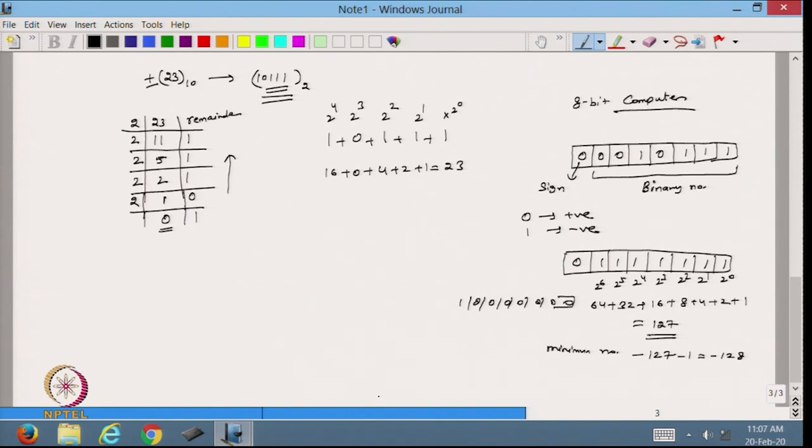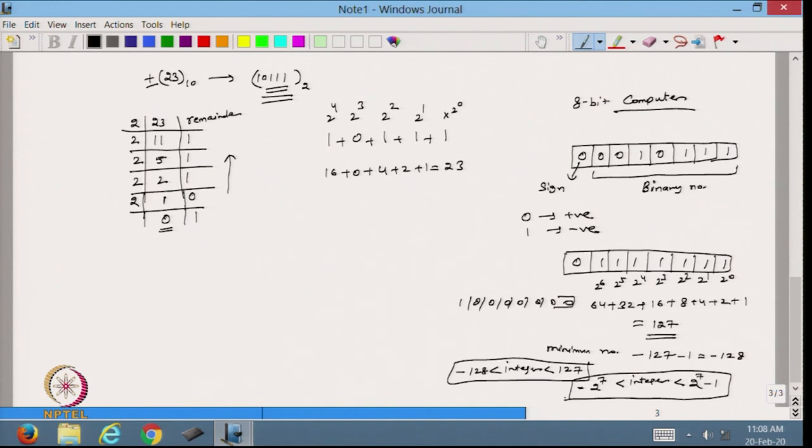So, in this case I can say that if I work in the 8 bit computer, the integer I can save in the computer is from minus 128 to 127. So, this is the number we can define. I can also write the integers we can save as 2 raised to power 7 minus 1, because these are 7 bits: 1, 2, 3, 4, 5, 6, 7. So, that is 127, and this will be minus 2 raised to power 7. That is the range we can define when we are working with the 8 bit computer.